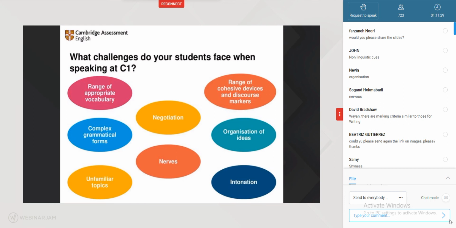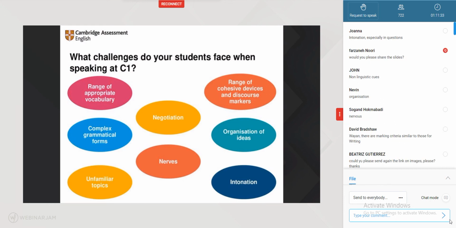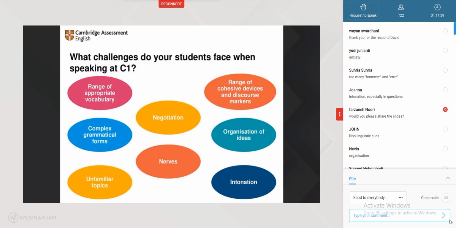Yeah, the marking criteria. I think the marking criteria is at the end of the handout that we sent you. Isn't that the case, Victoria? I think so, yeah. I think it is. Let me check. Yeah, on page 17.